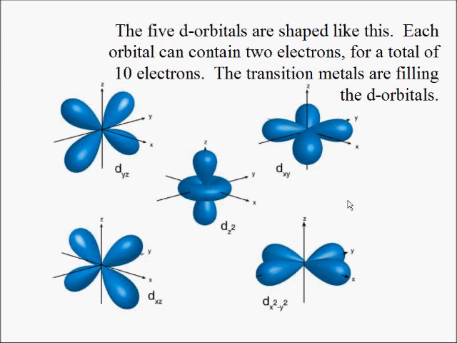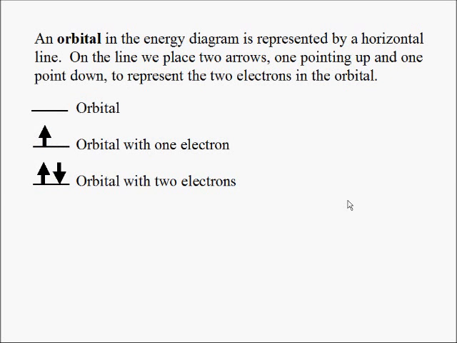Now, in our schematic diagram, we're going to represent an orbital much easier. It's simply going to be the line that we showed earlier. So the line represents the orbital, either an S, a P, or D, or F orbital. We're going to represent electrons with arrows, either an up arrow or a down arrow. If I have 1 electron in an orbital, we have a single up arrow. If I have 2 electrons in an orbital, we have an up arrow and a down arrow.